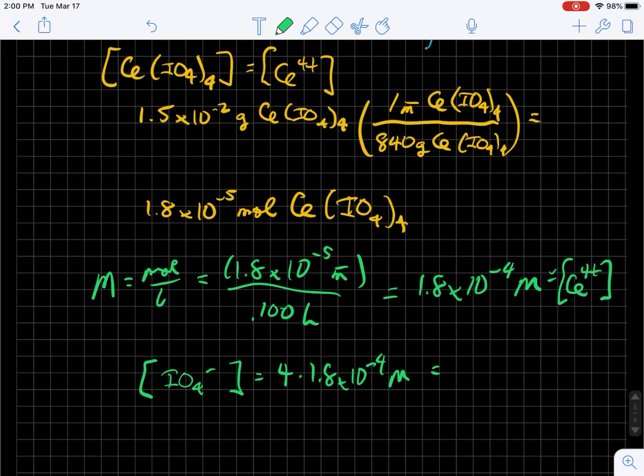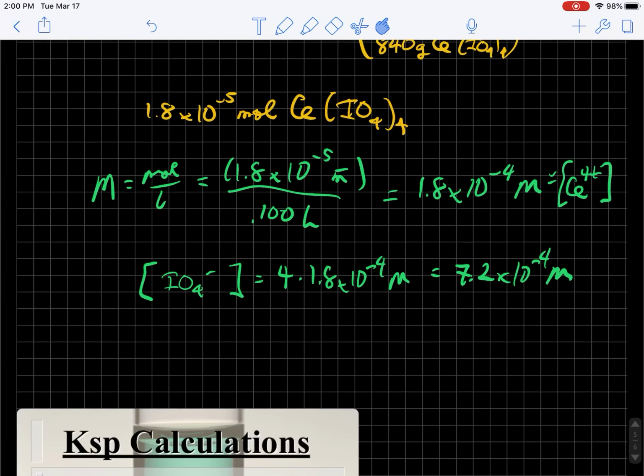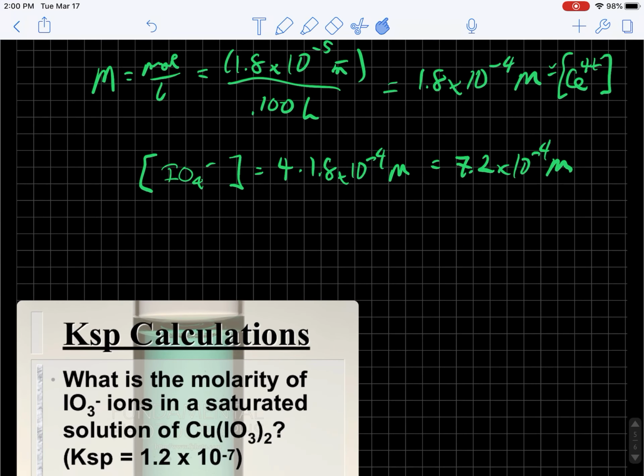So what is that? 3672. So 7.2 times 10 to the minus 4 molar. All right, so now we can substitute that into Ksp. Ooh, different color. All right, so my Ksp is equal to this nonsense times this nonsense.